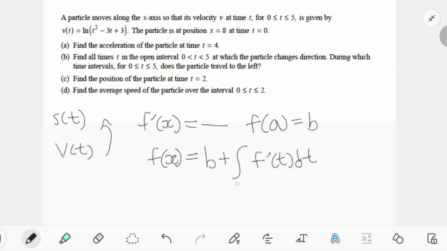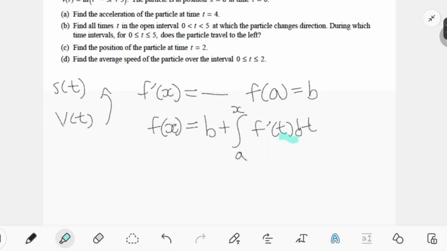from a to x. We change the variable inside the integral from x to something different, t in this case, because our upper limit is x, and it would be incorrect to have the same variables there. But just think of f prime t as f prime x.